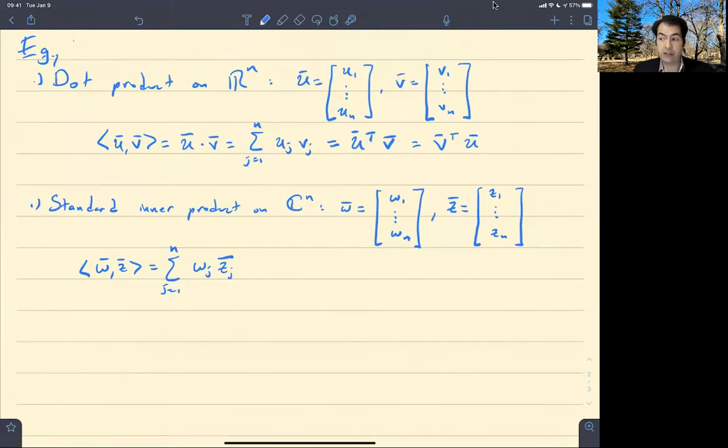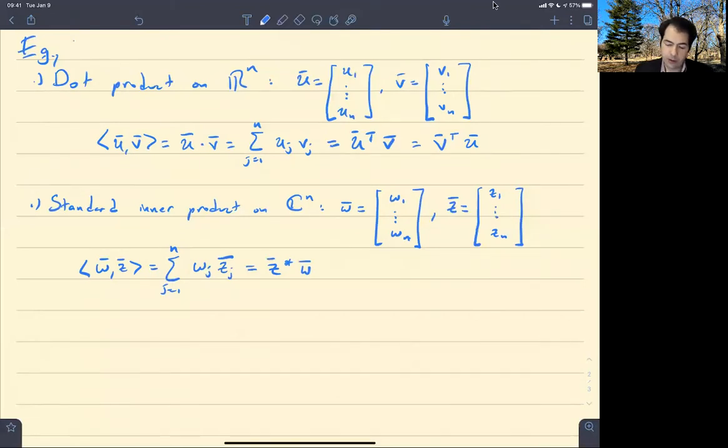Okay, we can also write this in terms of matrix multiplication when we consider w and z as n by 1 matrices. But in this case, instead of using the transpose, you want to use the adjoint. Right, so this is denoted with an asterisk instead of a T. So in this case, this would be z star w, where these are vectors.